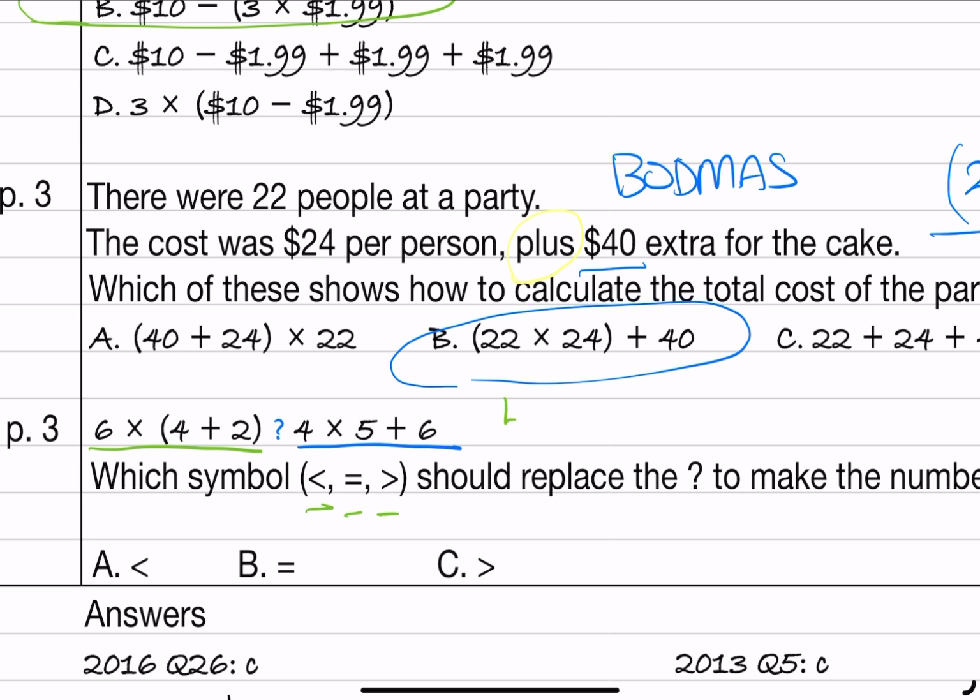I would like to do the left-hand side: 6 multiplies. Remember our BODMAS, the brackets go first. So 4 plus 2 equals 6. So 6 multiplied by 6 is 36. What about our right-hand side? I'm going to choose blue. Go back.